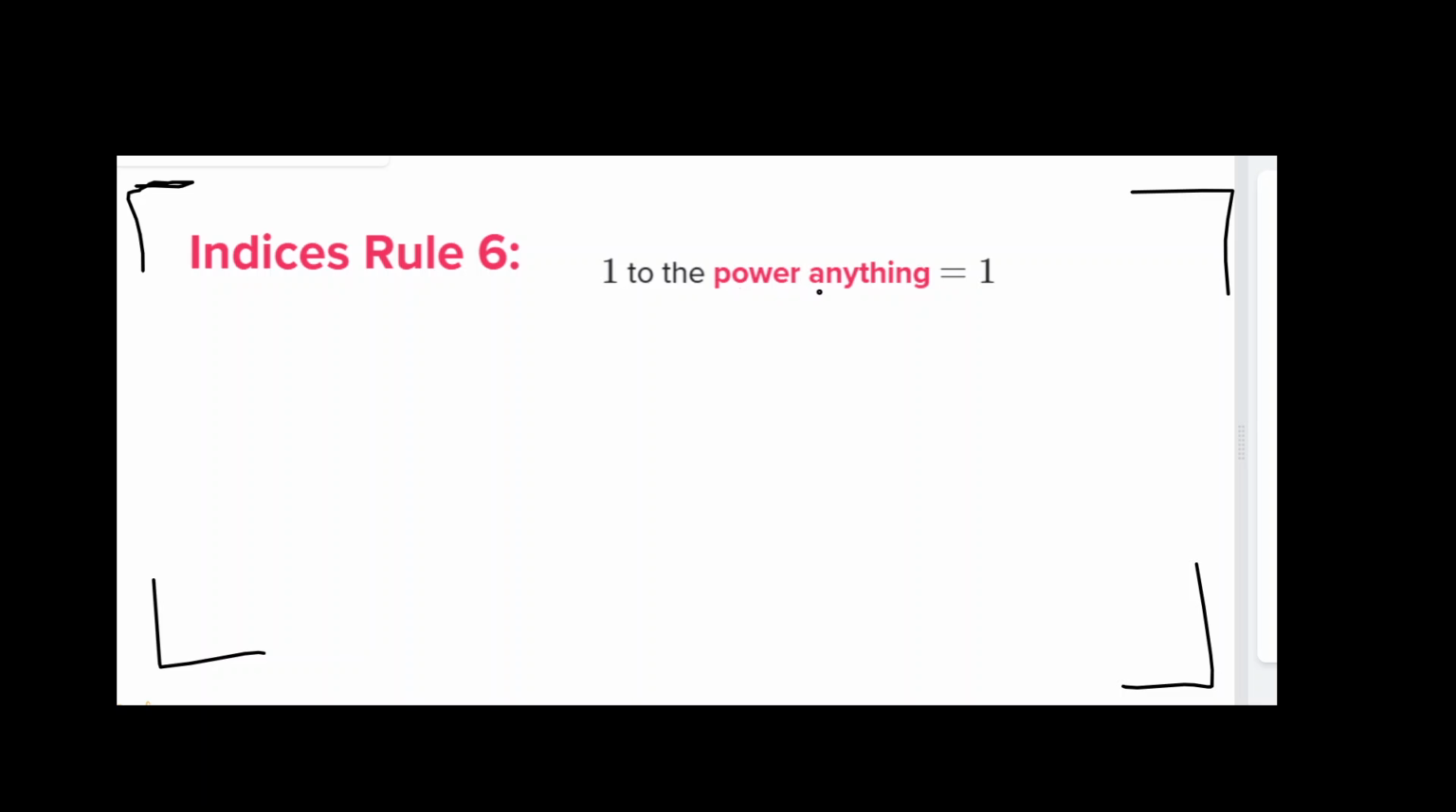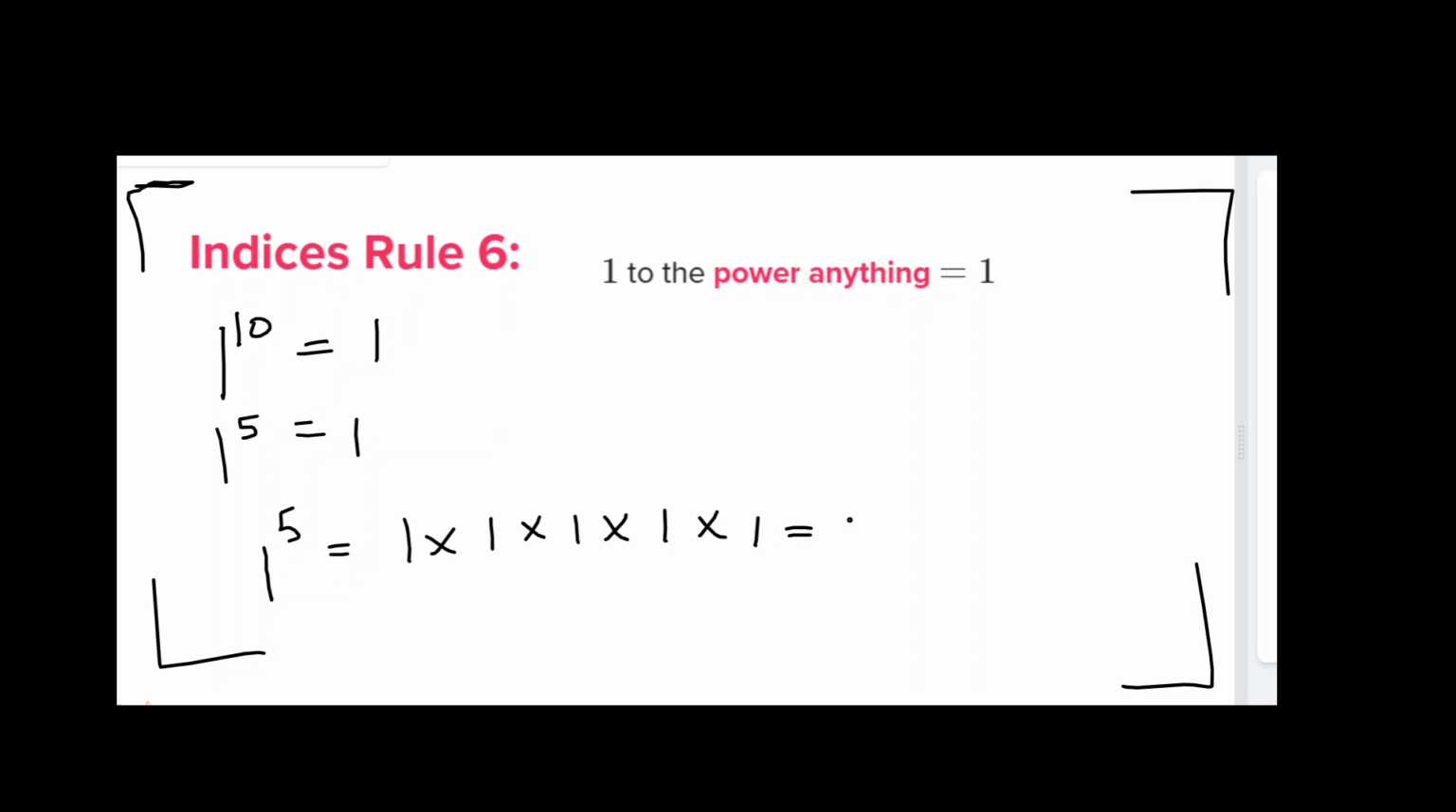1 to the power of anything is equal to 1. Okay, so let's say 1 to the power 10 is 1. 1 to the power 5 is 1. And the reason for this is that if we have 1 to the power of 5, that means 1 times 1 times 1 times 1 times 1. So you're just doing 1 times 1 times 1 times 1. You can carry on no matter how many times you do that, you will always arrive at 1. So that's the rule for that.